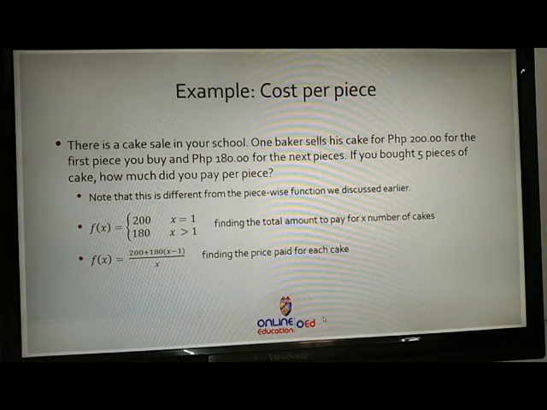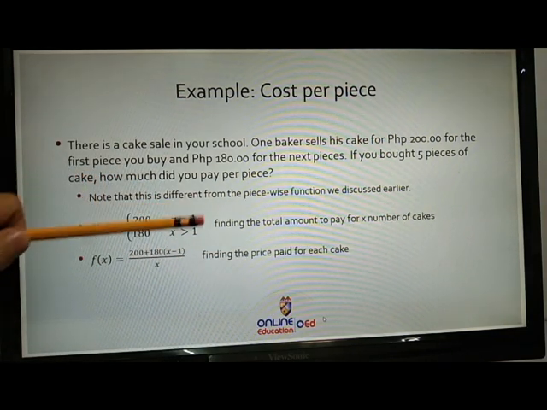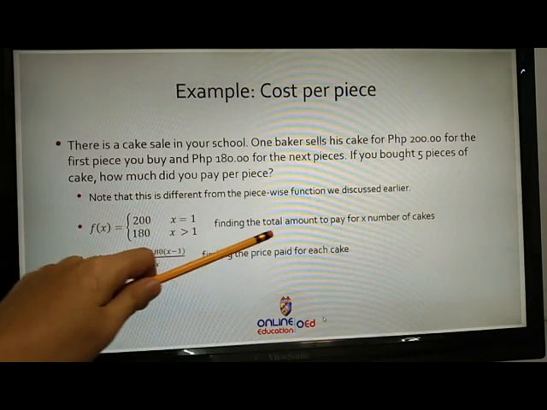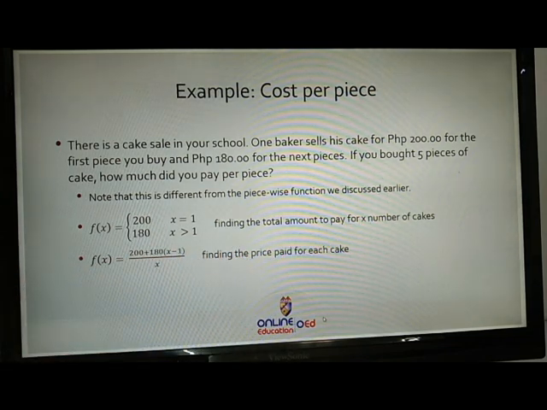So this is an example, cost per piece. There is a cake sale in your school. One baker sells his cake for 200 pesos for the first piece you buy, and 180 pesos for the next pieces. If you bought 5 pieces of cake, how much did you pay per piece? Note that this is different from the piecewise function we discussed earlier. In piecewise, we are computing for the value per piece. Here we are finding the total amount to pay for x number of cakes.